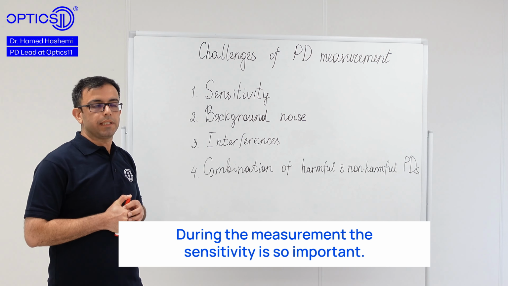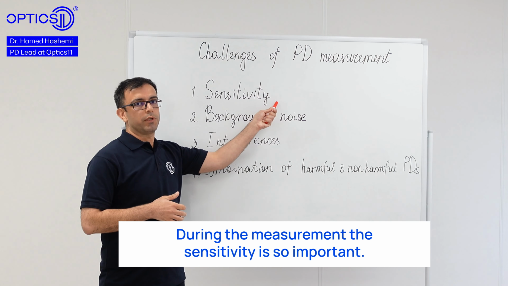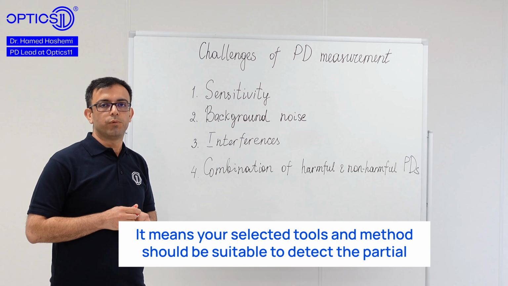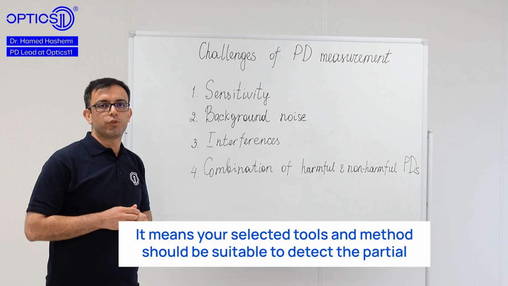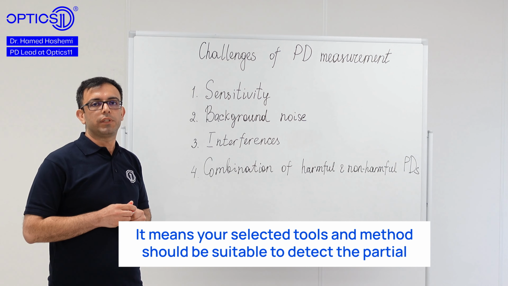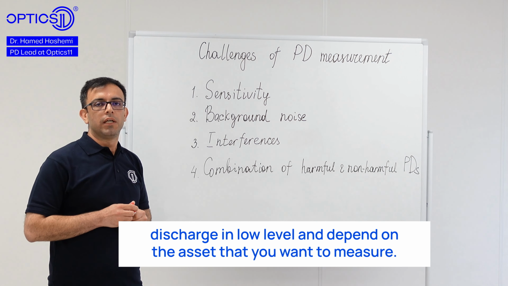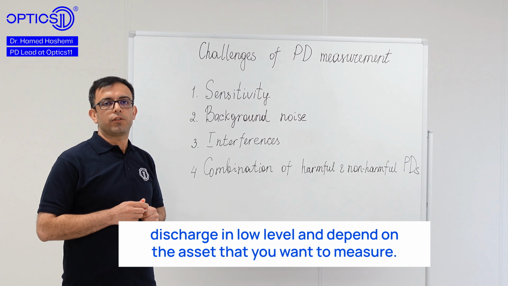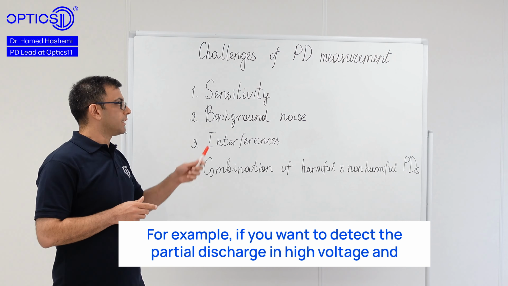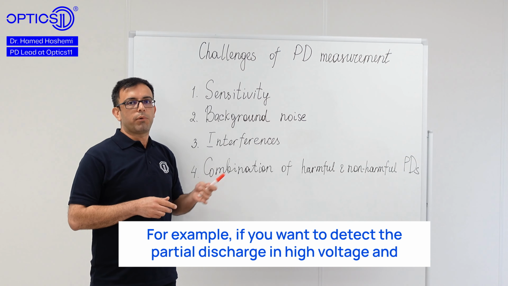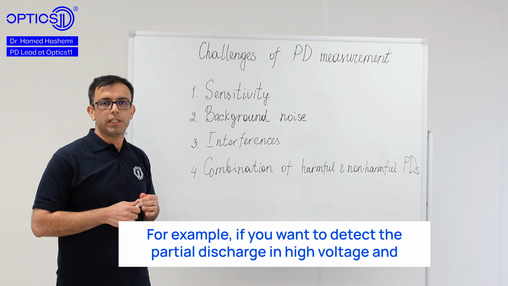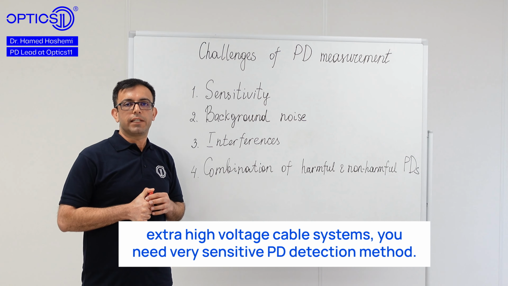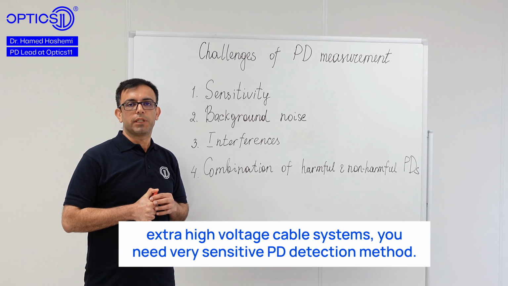During the measurement, the sensitivity is so important. It means your selected tools and method should be suitable to detect the partial discharge in low level and depend on the asset that you want to measure. For example, if you want to detect the partial discharge in high voltage and extra high voltage cable systems, you need very sensitive PD detection method.